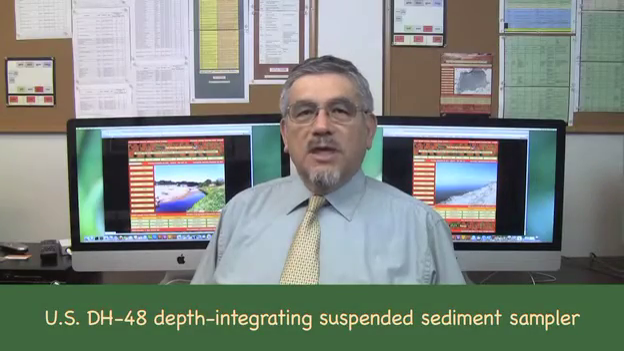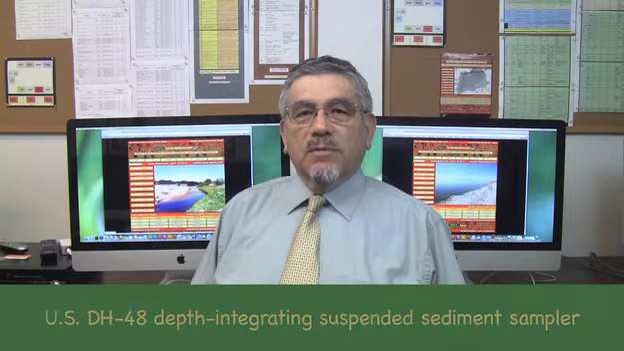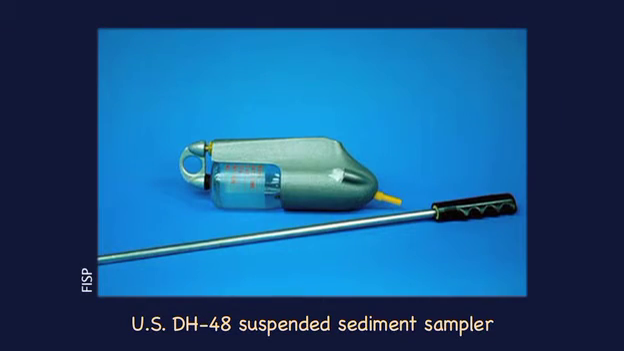The USDH-48 sampler is a depth integrating suspended sediment sampler, sufficiently lightweight for use with wading rod suspension. It is recommended for use in shallow streams where the product of flow depth in feet and mean velocity in feet per second does not exceed 10. The sampler weighs 3.5 pounds and can sample to within 3.5 inches of the stream bed.